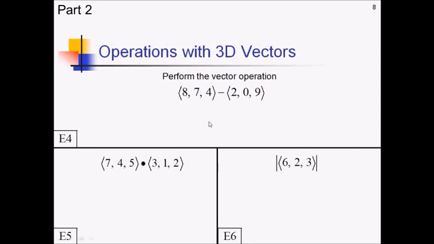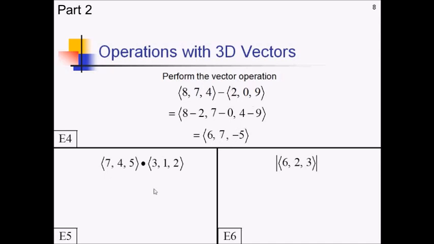For example 4, we're just going to subtract these coordinate by coordinate. We're just going to have a third coordinate in there as well now. So we have 8 minus 2, comma 7 minus 0, comma 4 minus 9. And doing all that math, we end up with 6, comma 7, comma negative 5. So there's our three-dimensional vector for this.